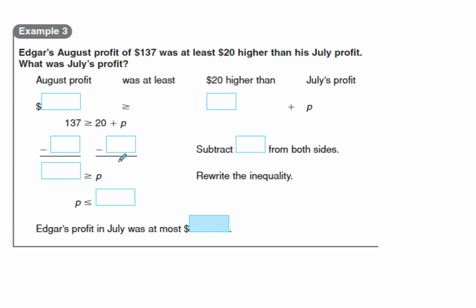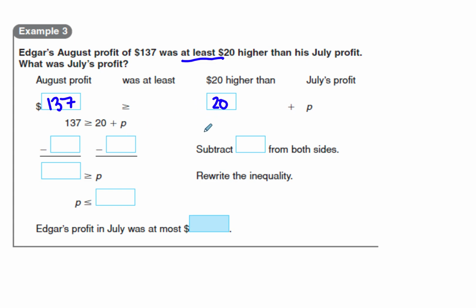All right, let's take a look at example 3. Edgar's August profit of $137 was at least $20 higher than his July profit. What was July's profit? So you have to look for those inequality symbol words here. It's going to be at least. So at least is greater than or equal to. So August profit, 137, was at least, greater than or equal to, $20 higher than, which means add, July's profit. So we have 137 is greater than or equal to 20 plus P.